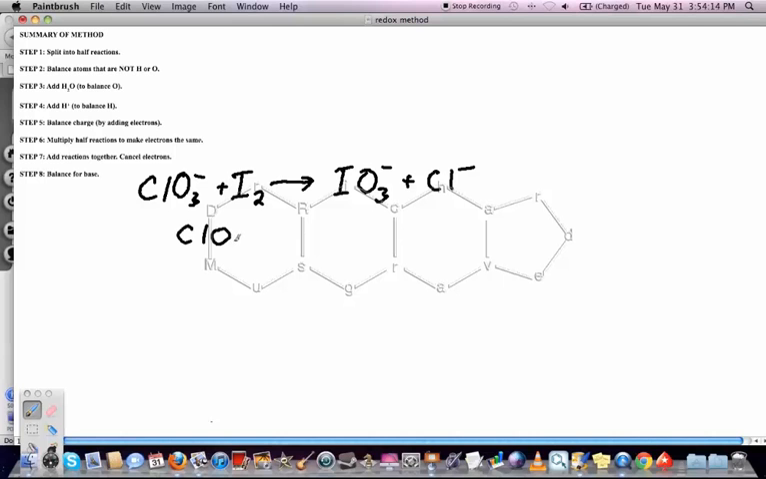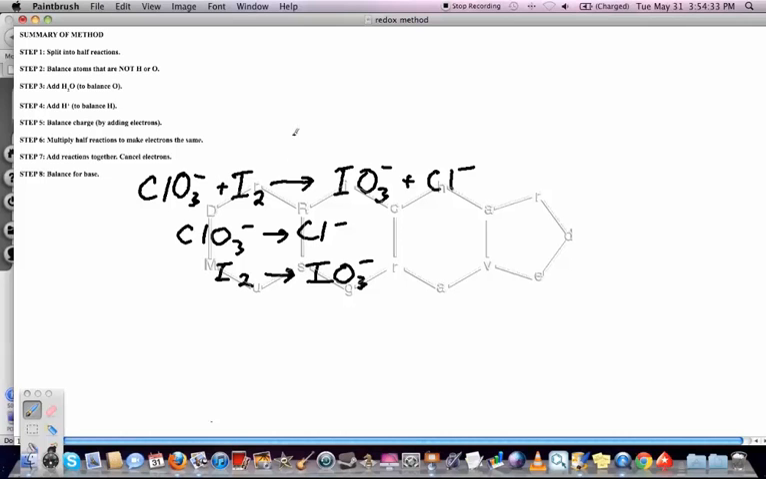ClO3 minus going to Cl minus. Again, we're just looking at the chlorines in that one. And here we've got the iodines. I2 is going to IO3 negative. Alright, so that's the first step out of the way, split into half reactions.